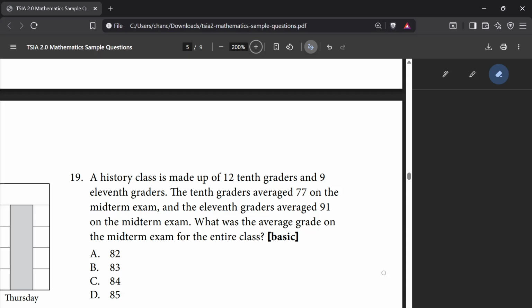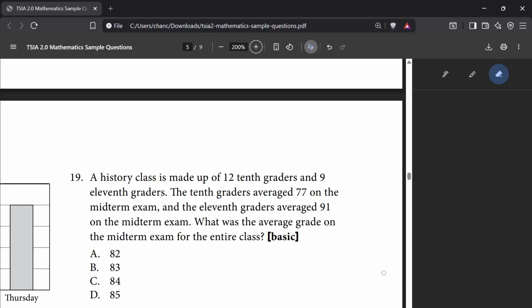Let's look at problem number 19. The history class is made up of 12 10th graders and 9 11th graders. The 10th graders averaged 77 on the midterm exam, and the 11th graders averaged 91 on the midterm exam. What was the average grade on the midterm exam for the entire class?